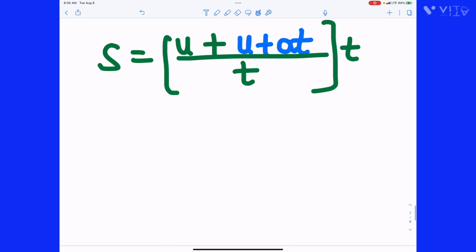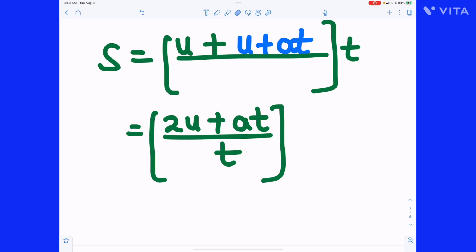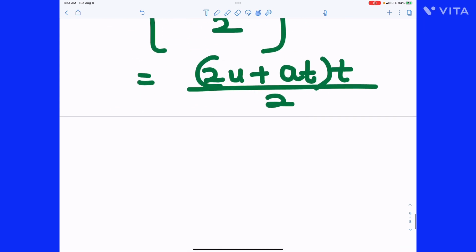Now, after writing v as u plus at, this will give me 2u plus at, so s is 2u plus at over 2 times t. Oh, sorry. I've been writing t. It should be over 2. Excuse me. Over 2 times t. So, as we all know, the numerator should multiply the numerator. So I'm going to get 2u plus at times t all over 2 is equal to s.